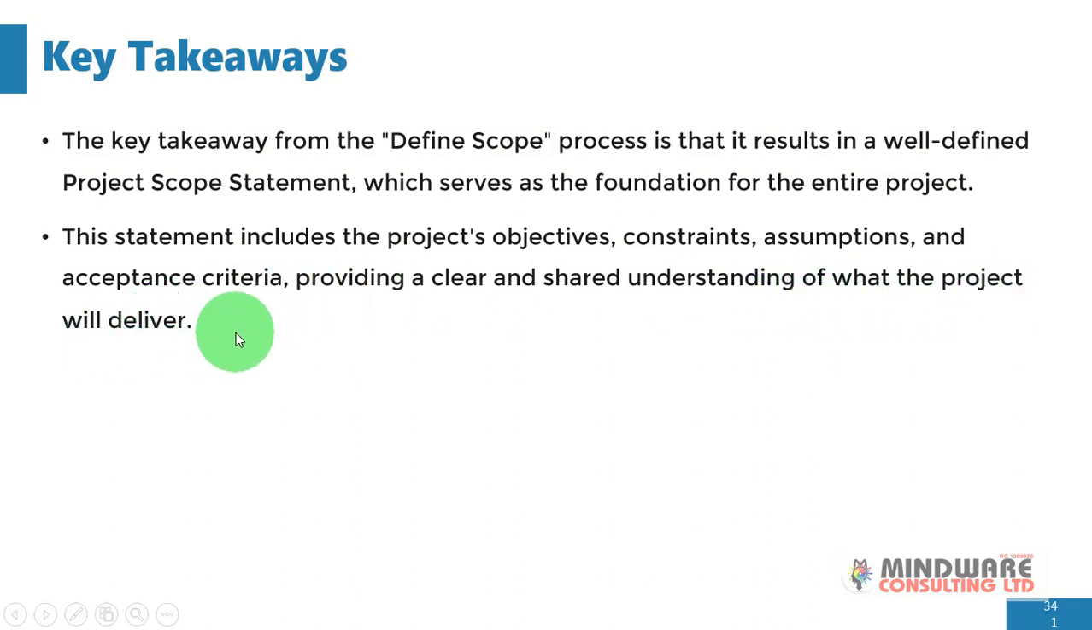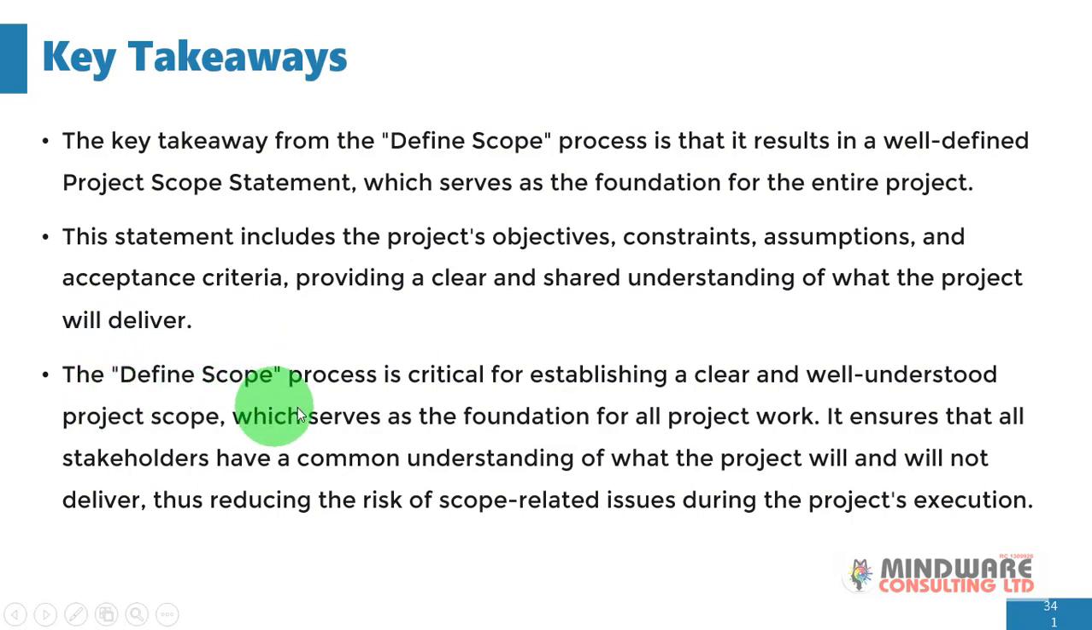project will deliver. The define scope process is critical for establishing a clear and well understood project scope, which serves as the foundation for all project work. It ensures that all stakeholders have a common understanding of what the project will and will not deliver, thus reducing the risk of scope-related issues during the project execution. So these are the very important details that you don't need to miss out in the define scope process.